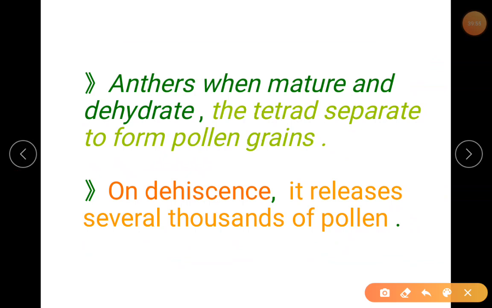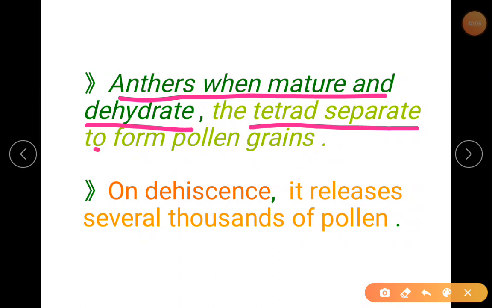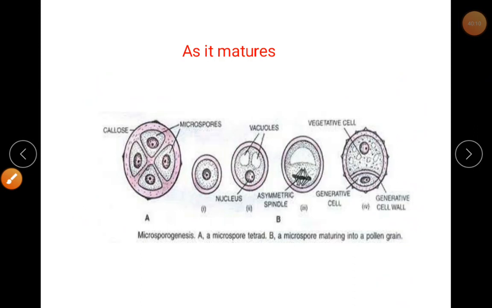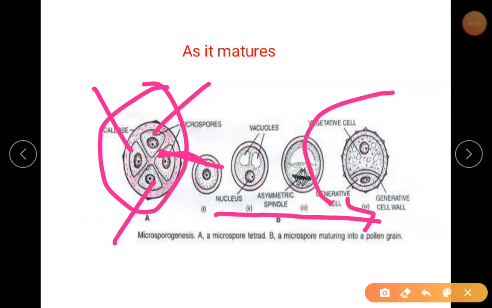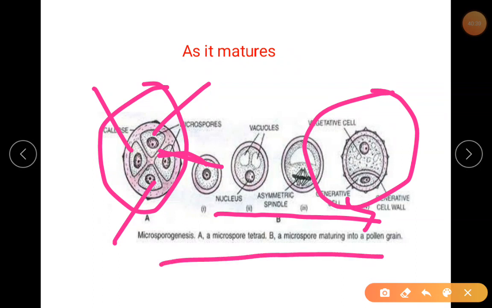When it matures, you can find the term anthers when mature and dehydrated, the tetrad will separate to form pollen grain. So the microspore tetrad will separate. So what is that microspore tetrad? Observe this. This is the microspore tetrad. Each will separate. I am showing this direction. One will come out separately. It will modify itself and develop into pollen grain. These particular changes I will explain in the pollen grain structure.